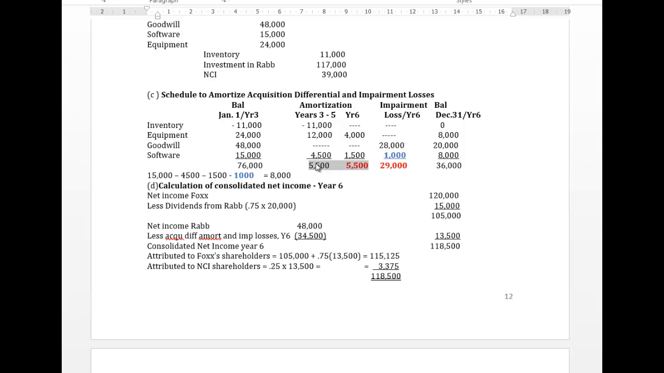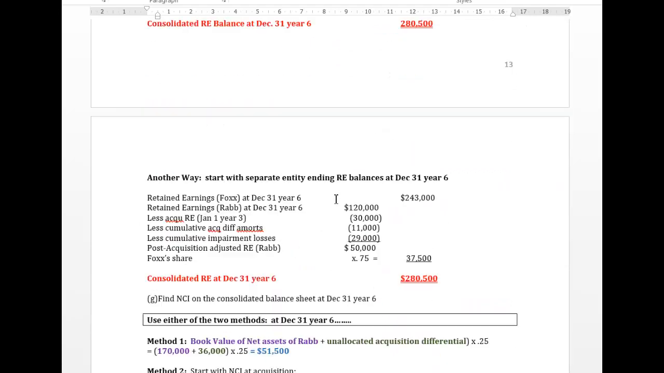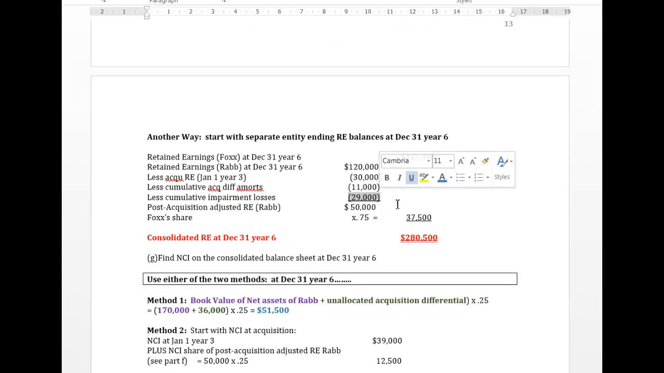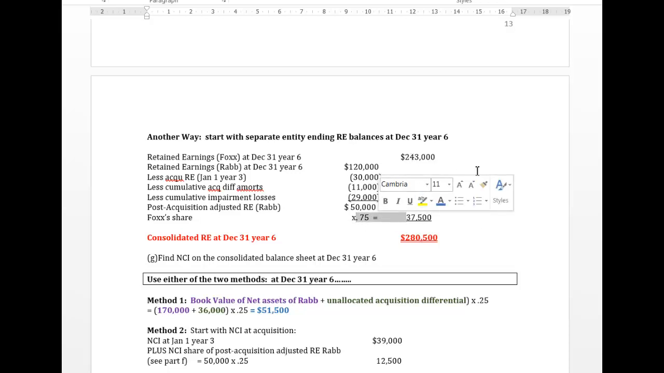You would have made adjustments from years 3 to year 5 cumulatively in income of $5,500 and one adjustment of $5,500 in year 6. So you'd have to go pick that up, right? And then don't forget, you'd also have to adjust because you're at the end of year 6 doing your calculation. You'd also have to adjust for your impairment loss. So you'd have 120 less 30 less 11 less 29 would give you 50,000. And again, because you're Foxx, you're only going to take your 75% share, and that would give you $37,500 of post-acquisition adjusted retained earnings of the sub at your share. Add it to your separate entity retained earnings at the end of year 6, and you'd get $280,500.